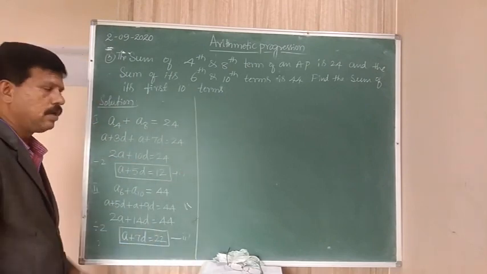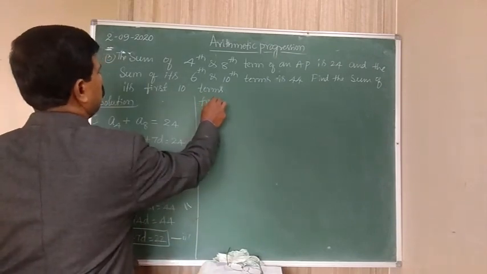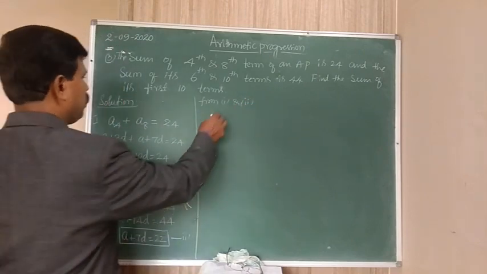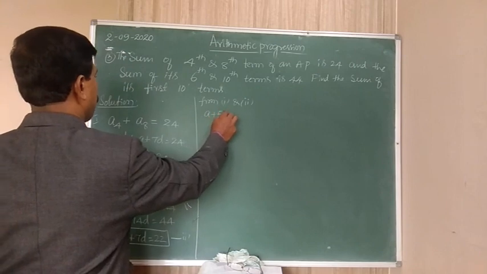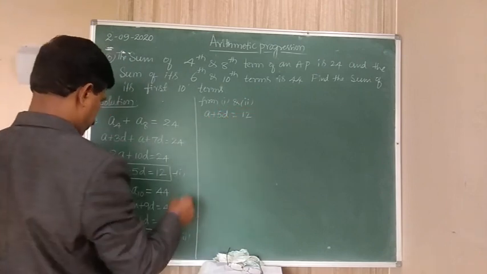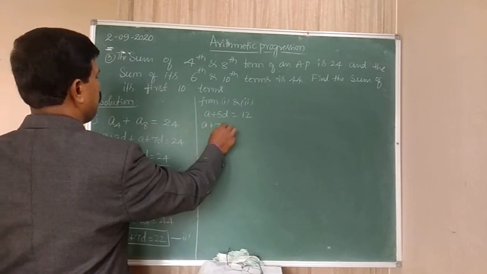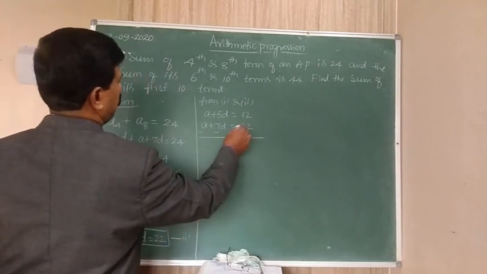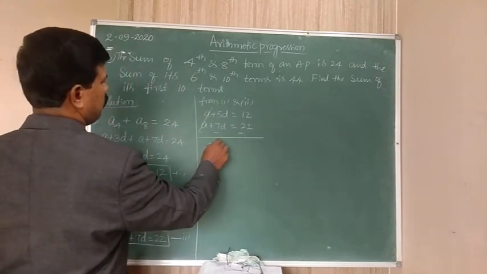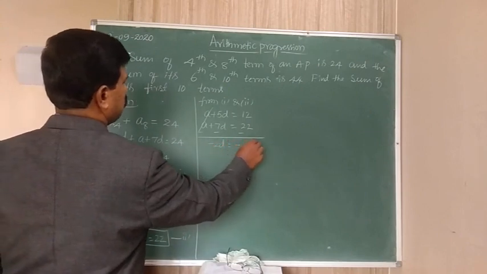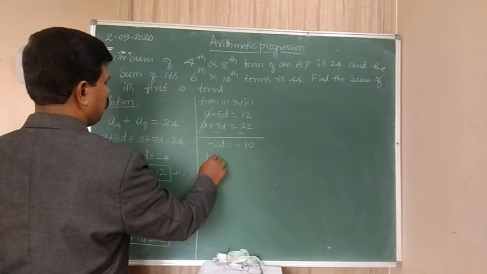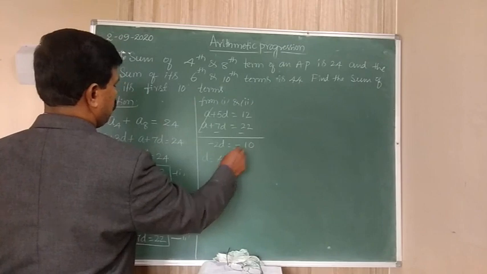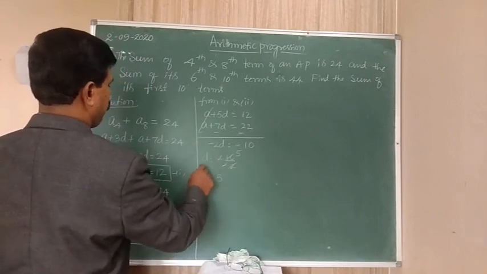Clear this? Now from 1 and 2, so write down the first one. A plus 5D is equal to 12. Then A plus 7D is equal to 22. So if we subtract, the A's cancel. Now minus 2D is equal to minus 10. Then D is equal to minus 10 by minus 2. Minus minus get cancelled. 2 5s are 10. D value is 5.